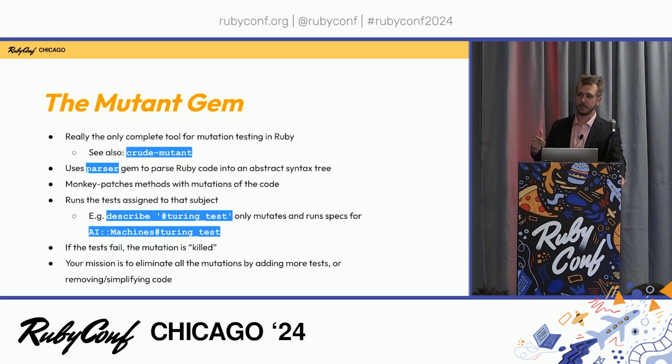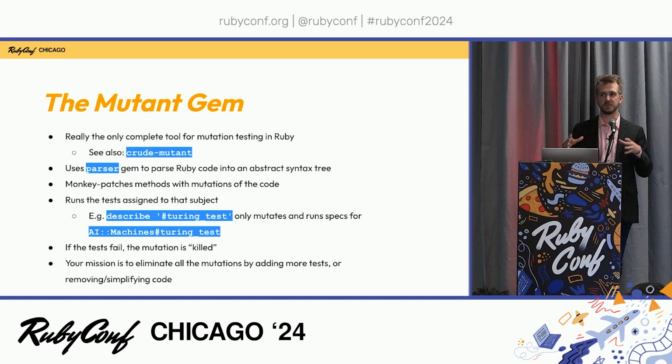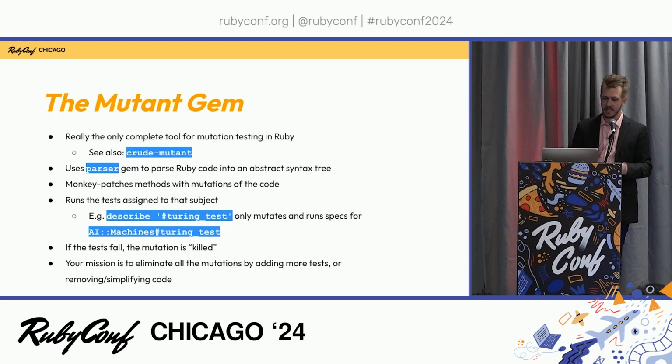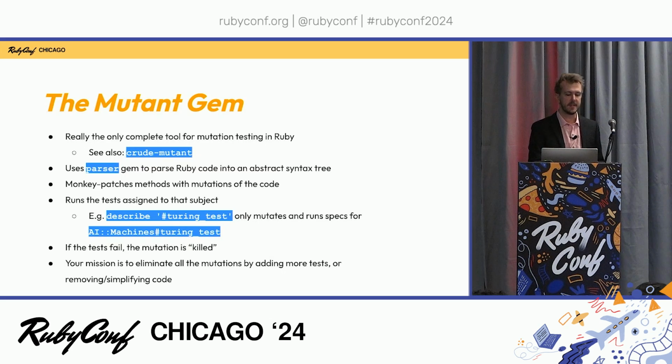And so with that, the mutant gem has a giant list of potential mutations, which it can then monkey patch your methods with. And then it runs the tests assigned to that subject, as I mentioned before. But it only runs the tests for that subject when it's mutating that code. So for example, if I have a test case described Turing test, it's only going to mutate and run specs for that method specifically. It's not going to mutate other things that won't affect it. And so, of course, if my tests fail, then the mutation is killed. And then my mission is to eliminate all the mutations by adding more tests or removing or simplifying code, as I talked about before. So that's how mutant works.